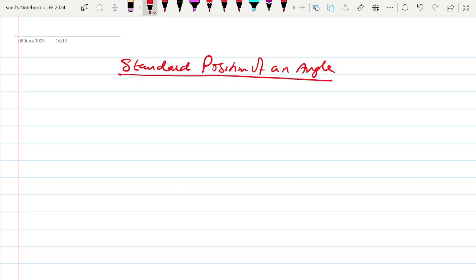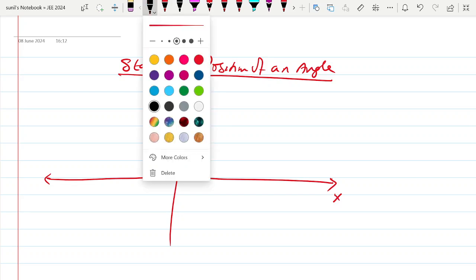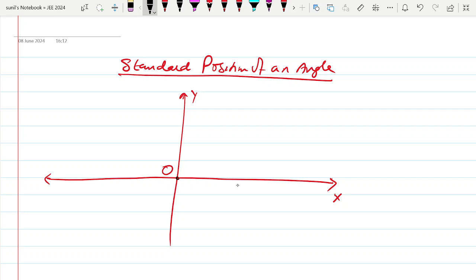For the standard position, we consider the coordinate plane. Suppose this is your coordinate plane, with the origin, x-axis and y-axis. In standard position, we consider the vertex at the origin and the initial ray along the positive side of the x-axis. Suppose this OB1 is the initial ray, and it is rotated through an angle theta in the anticlockwise direction to obtain the terminal ray. So this is the standard position of the angle.